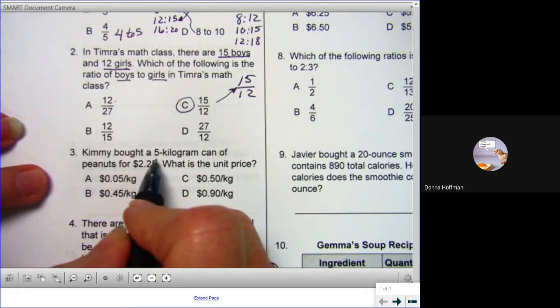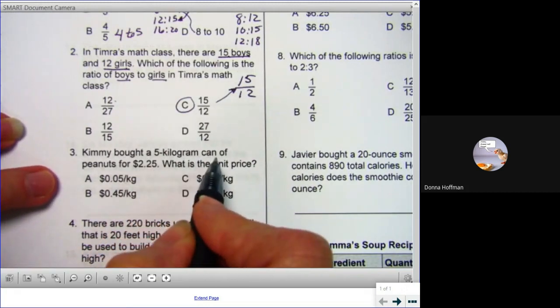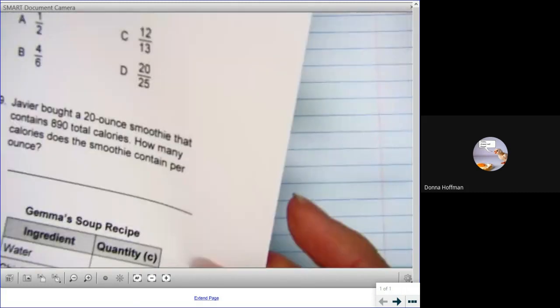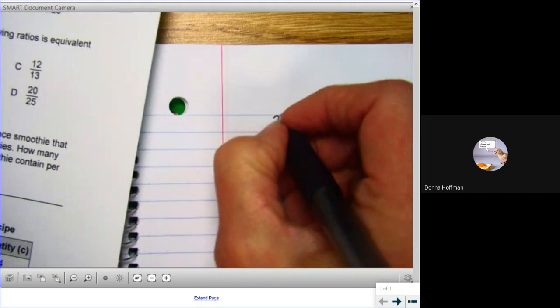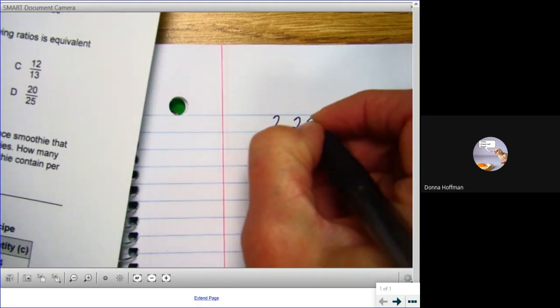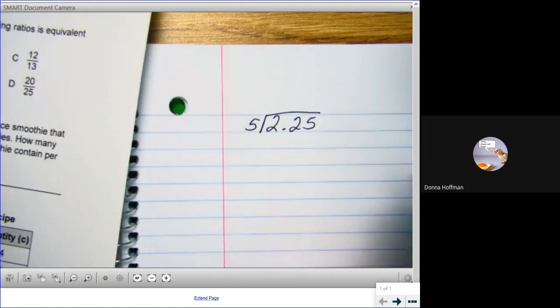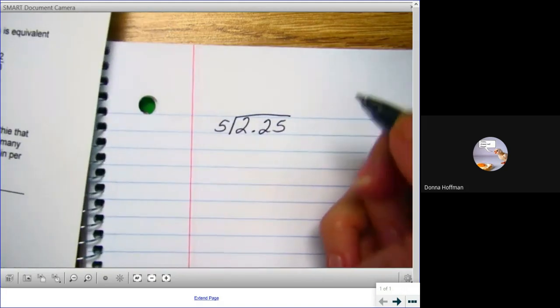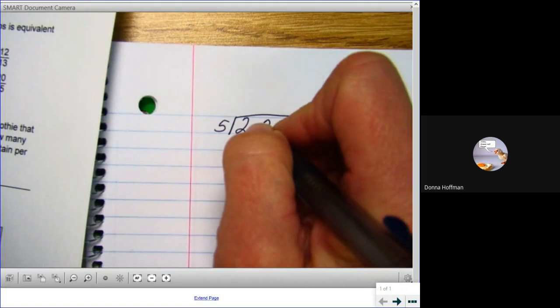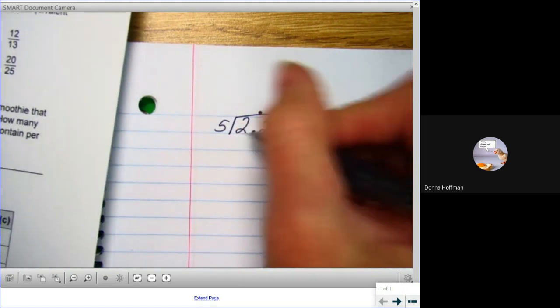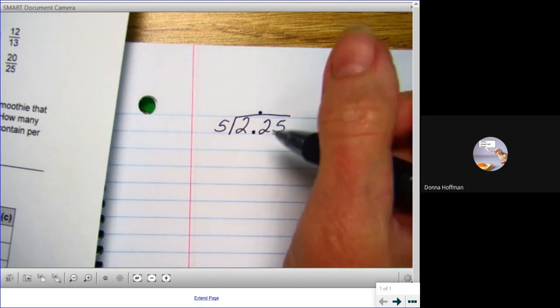Kimmy bought a 5-kilogram can of peanuts for $2.25. What is the unit price? You have to take the 2.25 and divide it by however many she bought, which is 5. So the long division has to be a decimal long division, and you just move your decimal up to your quotient, and you should be able to do the long division at this point.